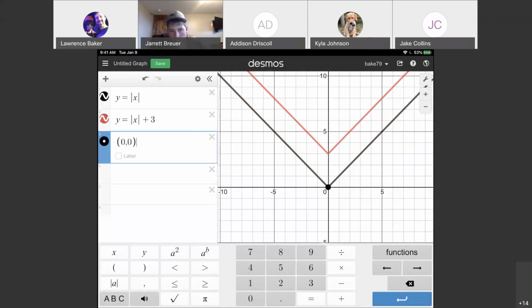So see that point, Caitlin? That's the vertex of the parent function. Where would the vertex of the new function be, Caitlin?